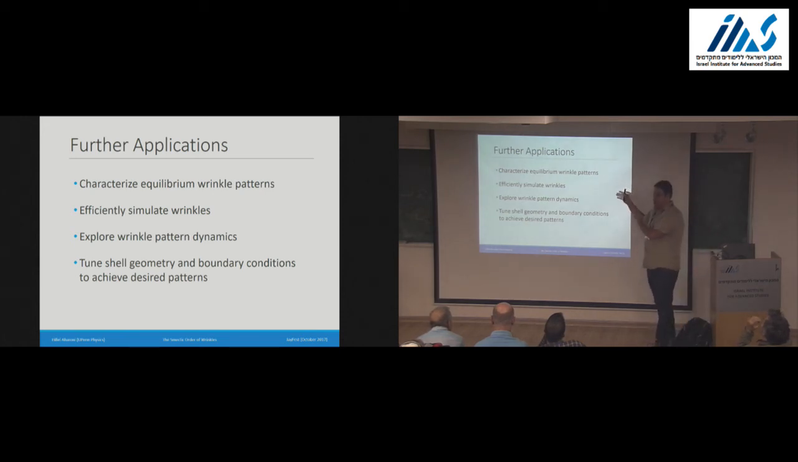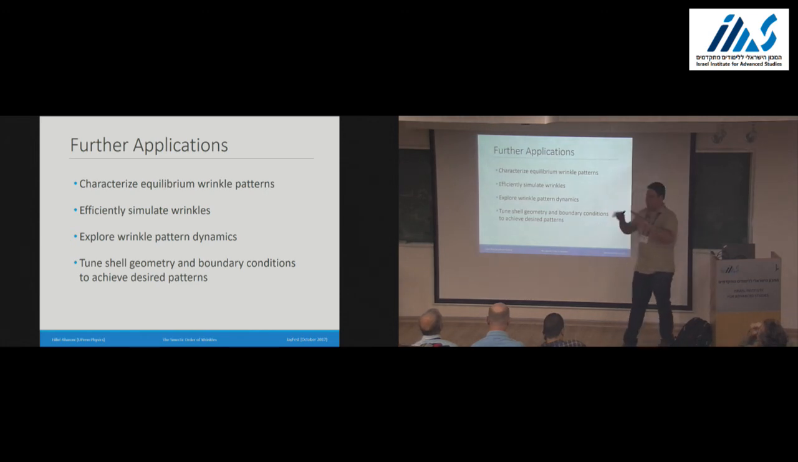However, in this coarse-grained view, when we write the energy in terms of amplitude field and phase field, which are changing slowly, we can use elements which are a few wrinkles big or many wrinkles big, depending on our scale separation. So this opens the door at least for a very efficient simulation of wrinkled patterns. And maybe this can also open the door for trying to solve the inverse problem, to tune the shell geometry or the boundary conditions to give us the pattern that we want.